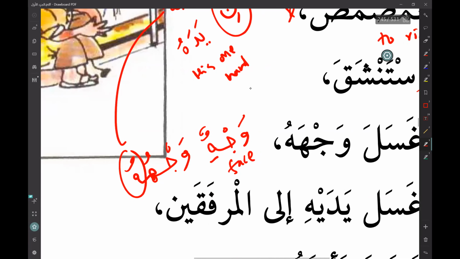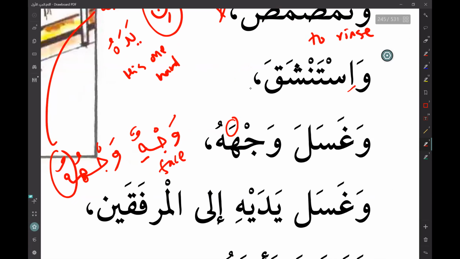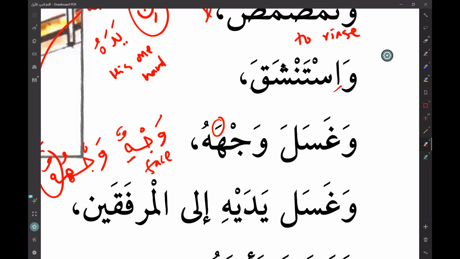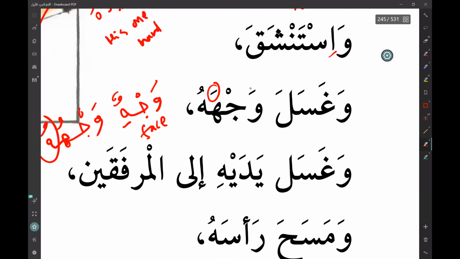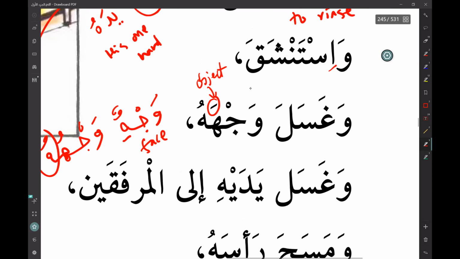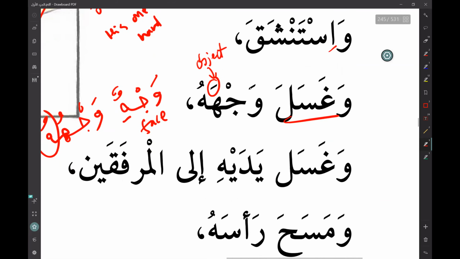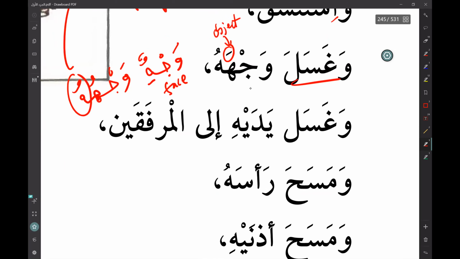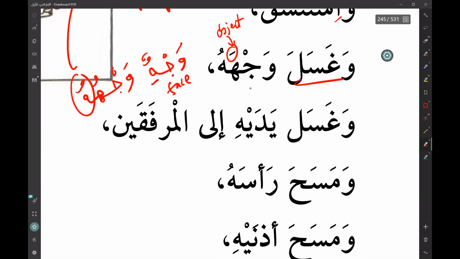But we are saying wajhahu. Why? Who can tell me why we're saying wajhahu? Yes, it is object. Very nice. It is object. If you say maf'ul, you have to say maf'ul bihi. Okay, it is object of what? The verb ghasala. Now, wa and ghasala, again, see this verb is coming. So these verbs are very important. Okay, wa ghasala yadayhi, same thing. His two hands, two hands.